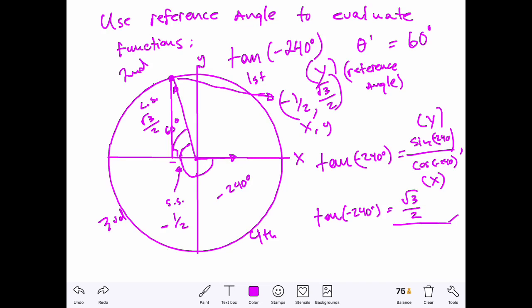And what's my cosine? Well, I said cosine corresponds to x on the unit circle. Negative 1/2. Now I've got a fraction over a fraction. What should I do to simplify? Well, I'm going to flip and multiply. And I'll, of course, cancel that out so that I know that I've flipped and multiplied. The 2's cancel, and I'm left with negative root 3.